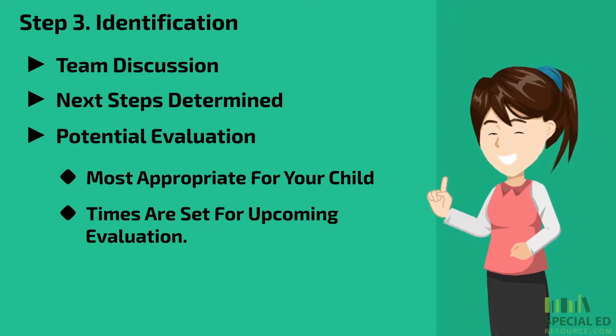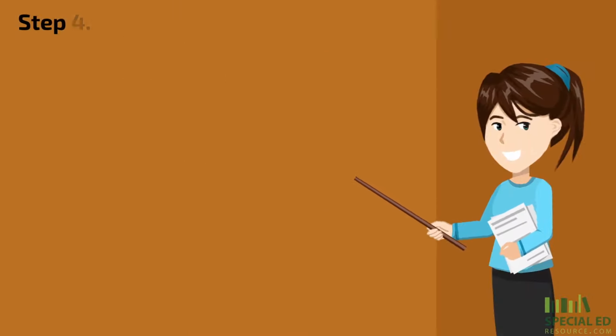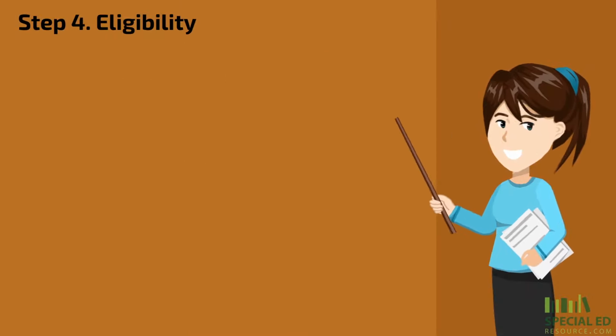Times are set both to complete the evaluation and set the next meeting to review the results. The information gathered during the assessment stage is used to categorize those who have a disability and are eligible for special education services. The next step determines which services will be received.